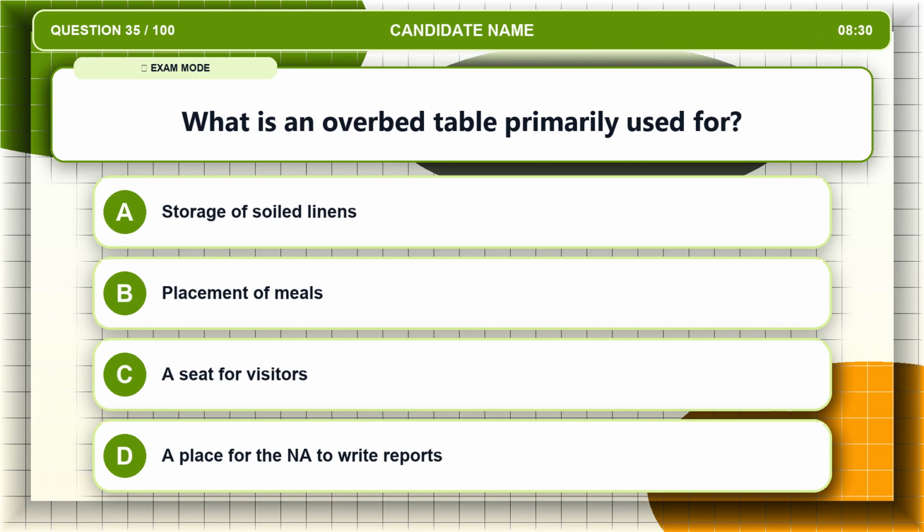Question 35. What is an overbed table primarily used for? Option A, storage of soiled linens. Option B, placement of meals. Option C, a seat for visitors. Option D, a place for the NA to write reports.